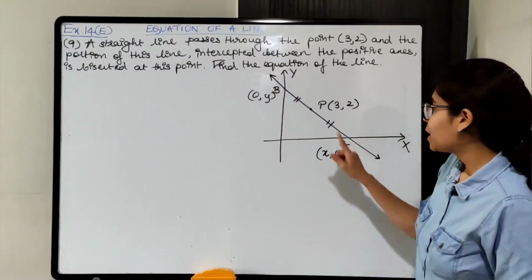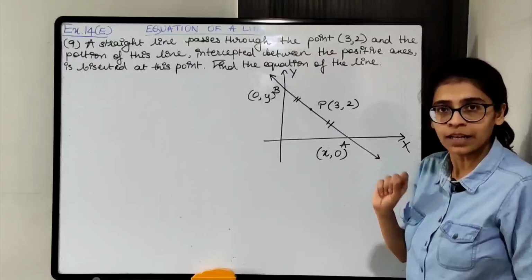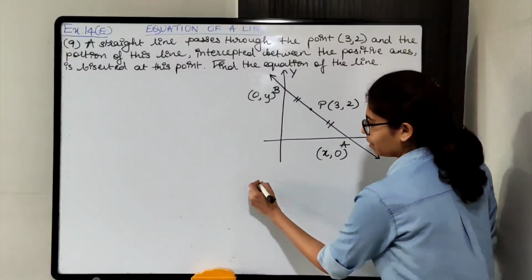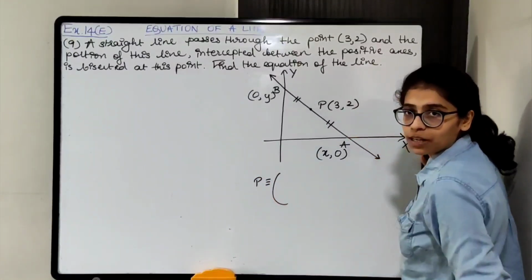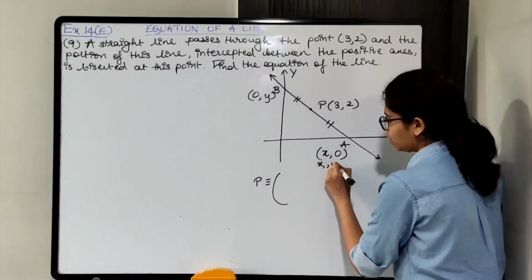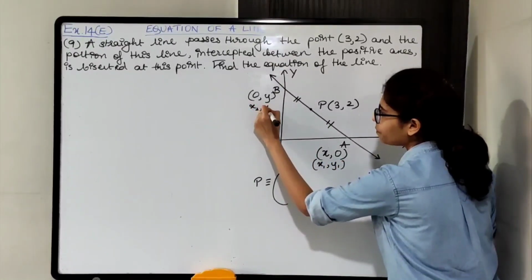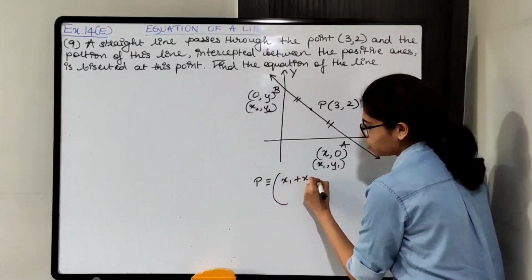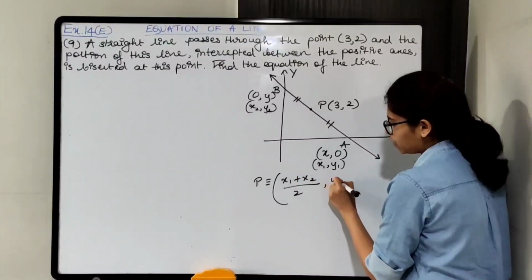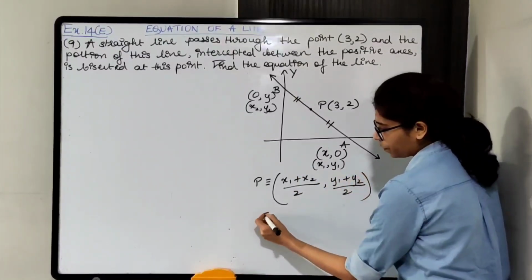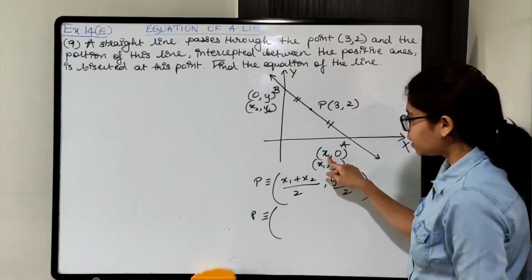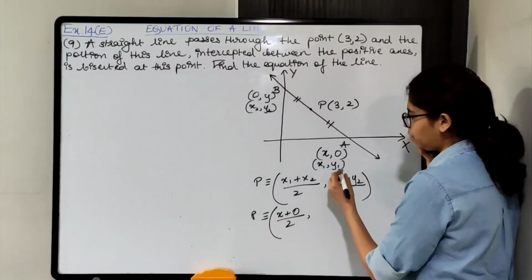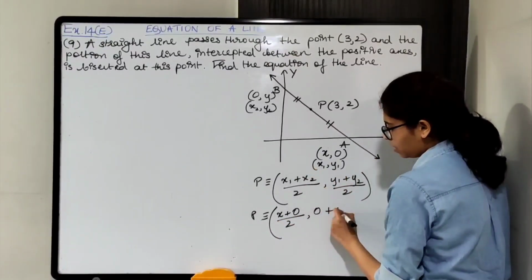How will we find them? P is the midpoint of AB, right? P is the midpoint, so by the midpoint formula, what will be the coordinates of P? By the midpoint formula, let's take this as (x1, y1), this as (x2, y2). What will be the coordinates? For the x coordinate, (x1 + x2) divided by 2, and for the y coordinate, (y1 + y2) divided by 2. So x1 is x plus x2 is 0 upon 2, and for the y coordinate, y1 is 0, y2 is y, upon 2.